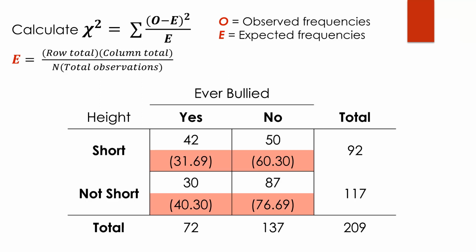So now we have our expected frequencies, and we want to compare them to our observed. You can see here that they're a little bit different, right? But are they different enough that, assuming they're independent, we would say it is too unlikely to find these differences? Was it too unlikely for us to find these differences, assuming height and bullying are independent of each other?